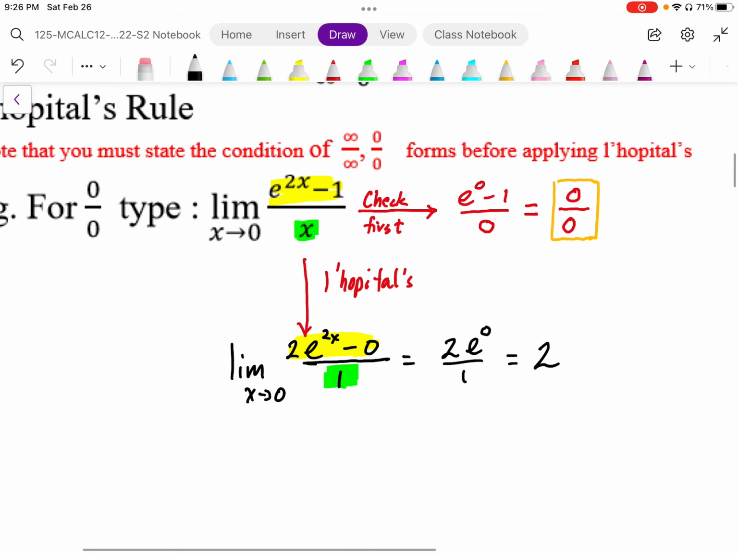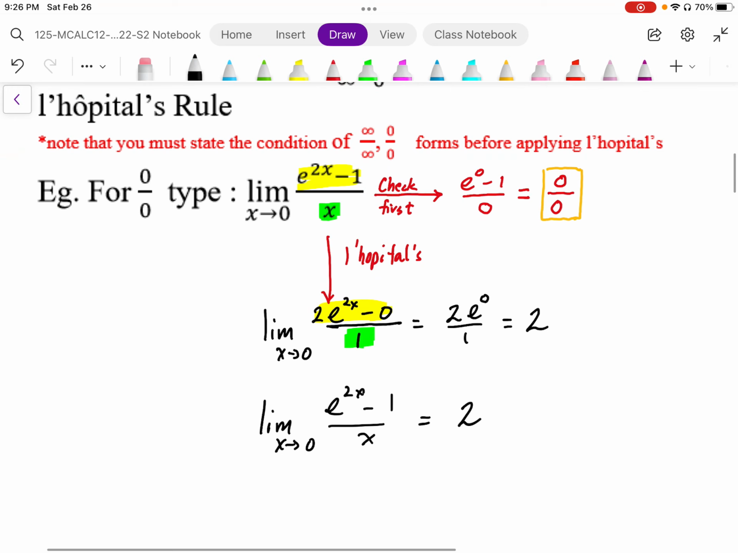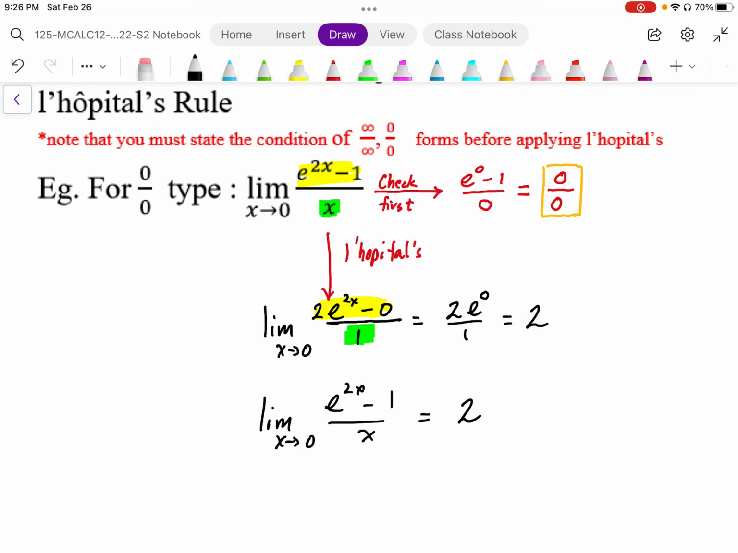So now I can make the statement. Although my original limit didn't work, when I applied L'Hopital's rule and got a result, that limit is the limit of the original one. So as x approaches 0, the limit of e to the 2x minus 1 over x is equal to 2. And we can check this on our graph. It's always good to check our answers on Desmos.